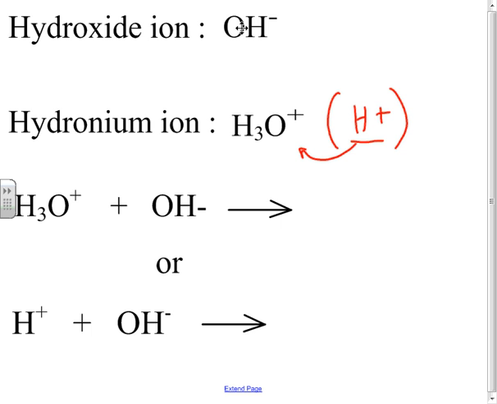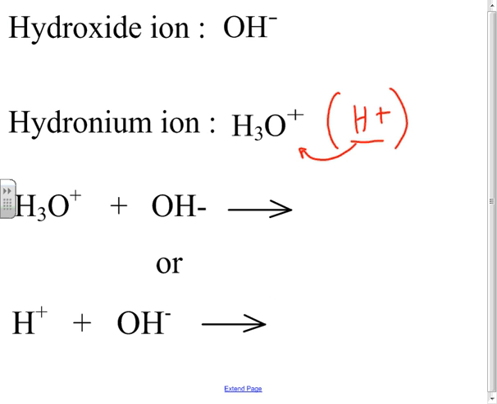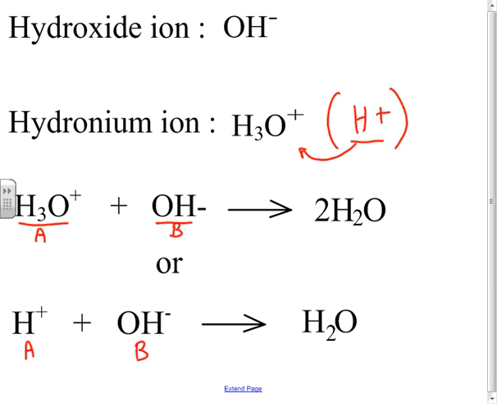And just as we said that acids neutralize bases, bases neutralize acids. If we were to combine acids and base, so here's the hydronium ion from an acid, hydroxyl from a base, combine them together, they will form 2 water molecules, or we could write it this way, a hydrogen ion from an acid, a hydroxyl ion from a base, will form a water molecule. So the hydronium and a hydroxyl form 2 water molecules. Hydrogen and hydroxyl form 1 water molecule.